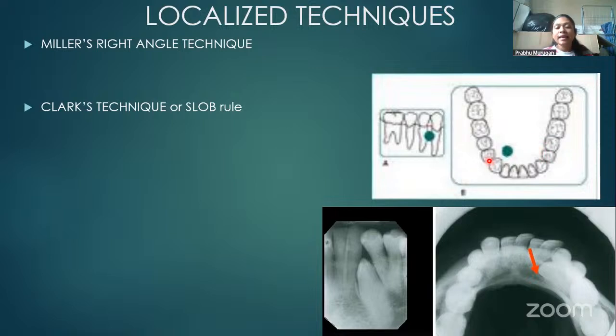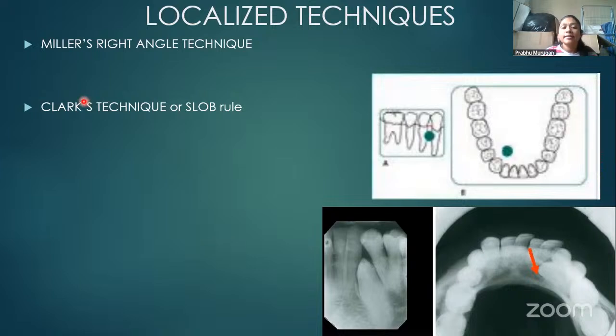In this case, you can see an object that is present in between your canine and your premolar, present on the lingual aspect. Okay, that is why a similar radiographic depiction has been shown, right? An impacted canine seen between your incisor and your first premolar. And when you take an X-ray at right angles, that is your occlusal radiograph, you will be able to see the impacted tooth on the lingual aspect. So, two X-rays taken at right angle to each other. This is your Miller's right angle technique.